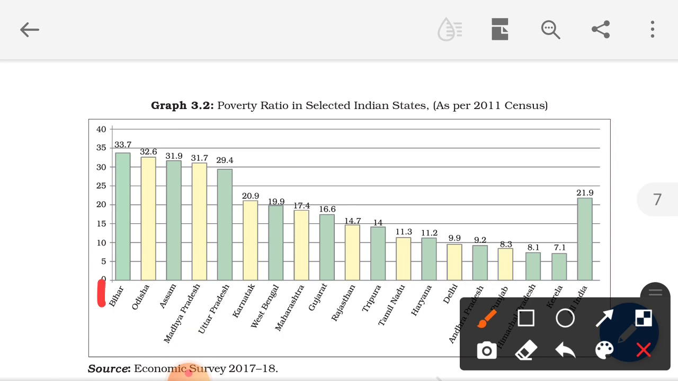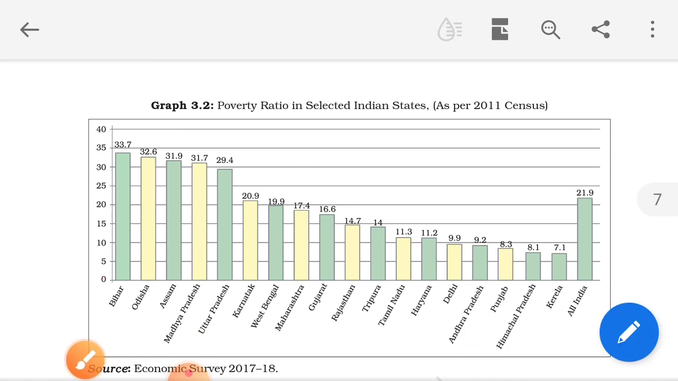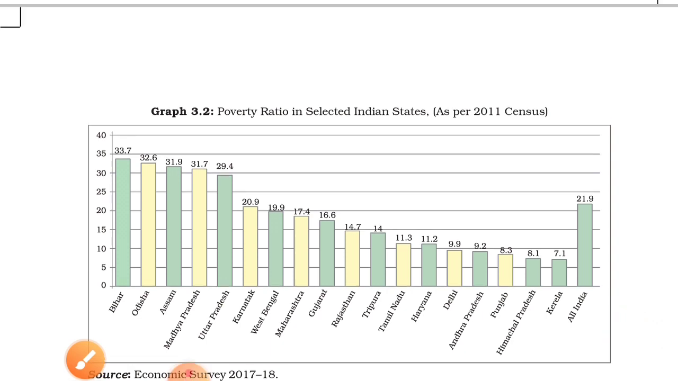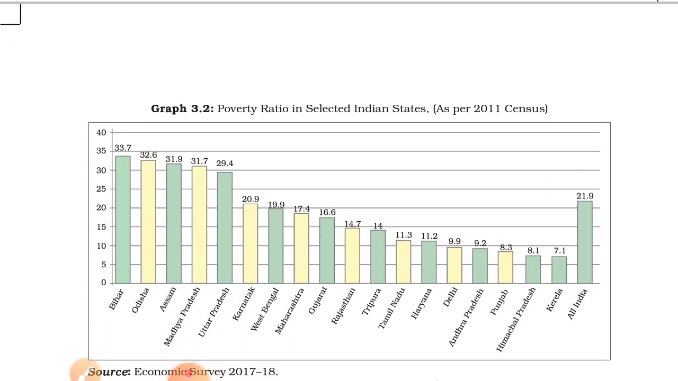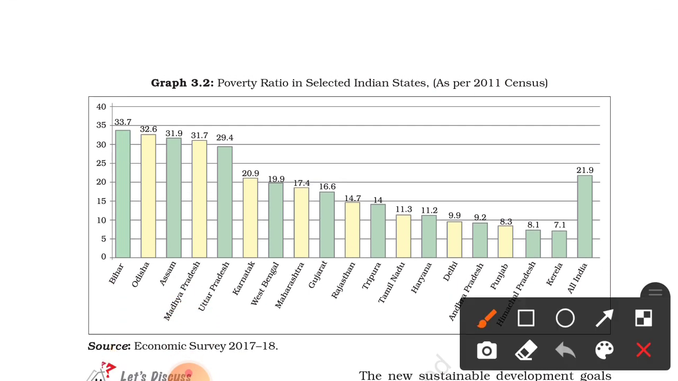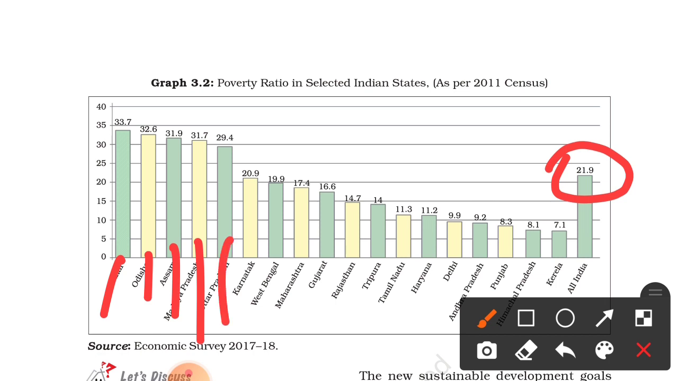Then the rest of the states, and the all India poverty is 21.9 in the year 2011. Which states have more than 21.9? These: Bihar, Orissa, Assam, MP, UP, these states.